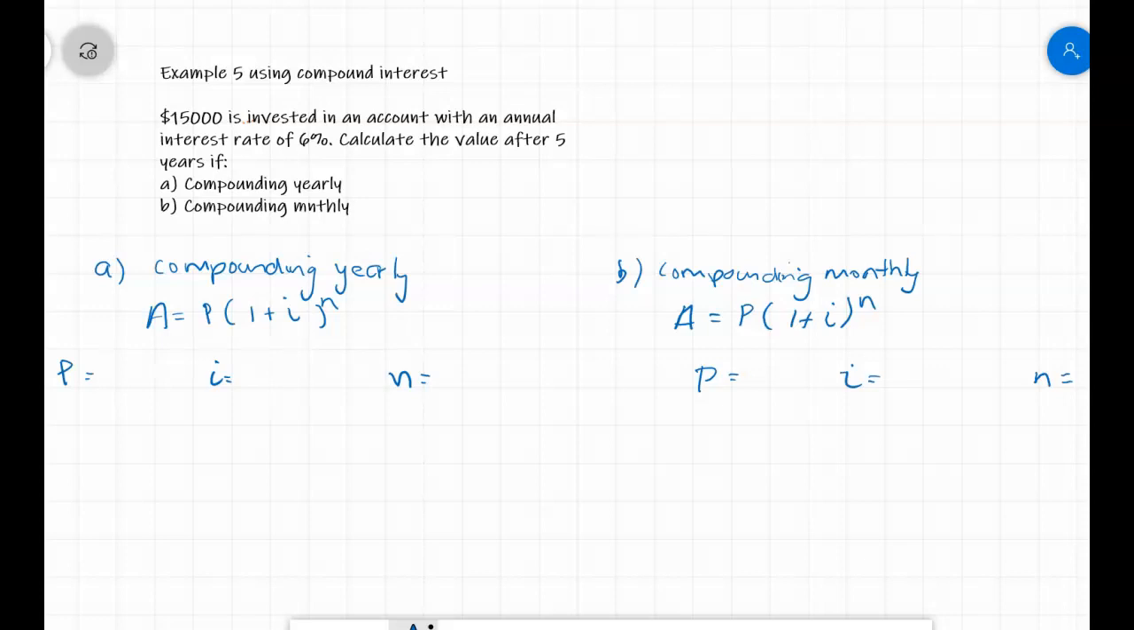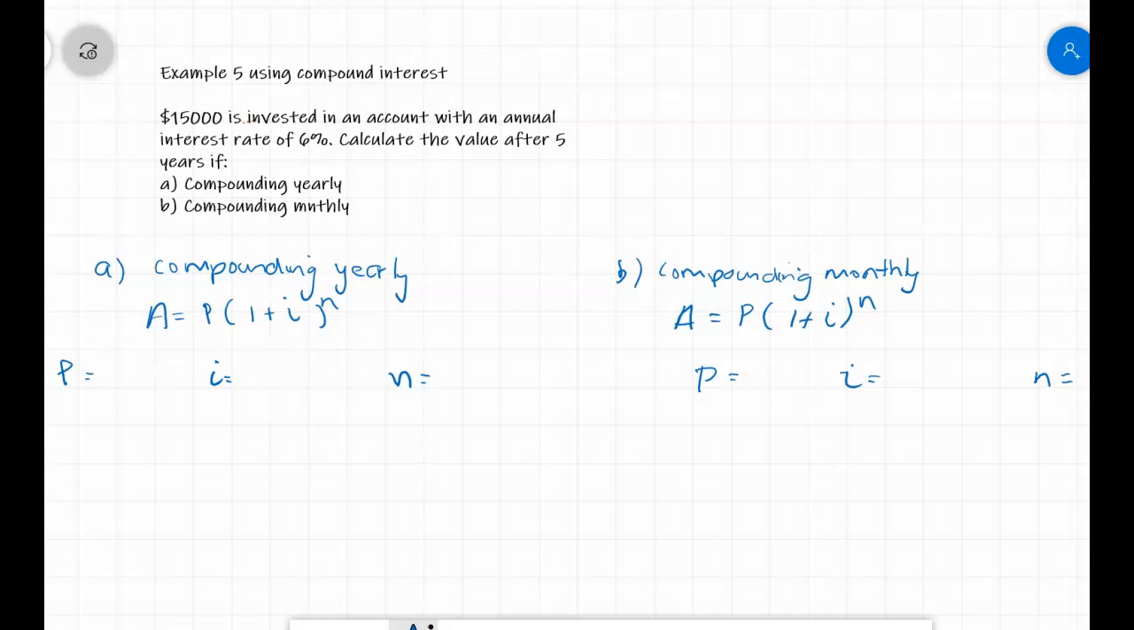Hi, so example 5 builds on example 4. We're going to use compound interest in this one. So $15,000 is invested in an account with an annual interest rate of 6%. We're going to calculate the value after 5 years if A, it's compounding yearly, and B, it's compounding monthly.